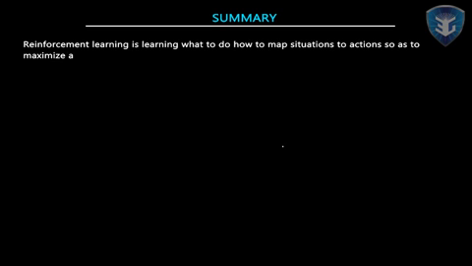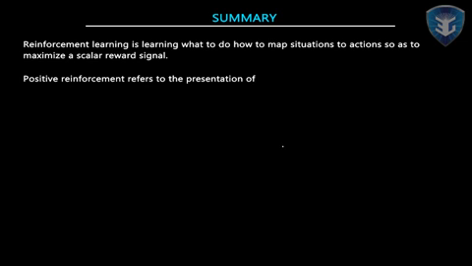Now in the end, let us summarize what we have learned in this lecture. Reinforcement learning is learning what to do and how to do it, mapping situations to actions so as to maximize a scalar reward signal. Positive reinforcement refers to the presentation of a reinforcer after a learner uses a target skill behavior.